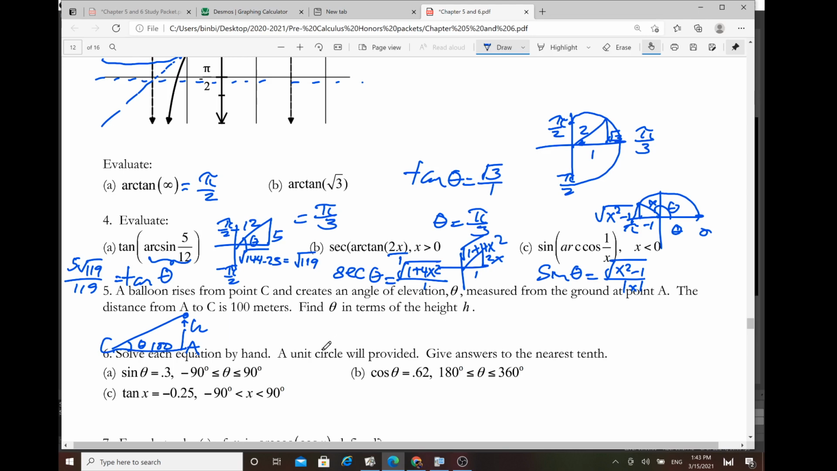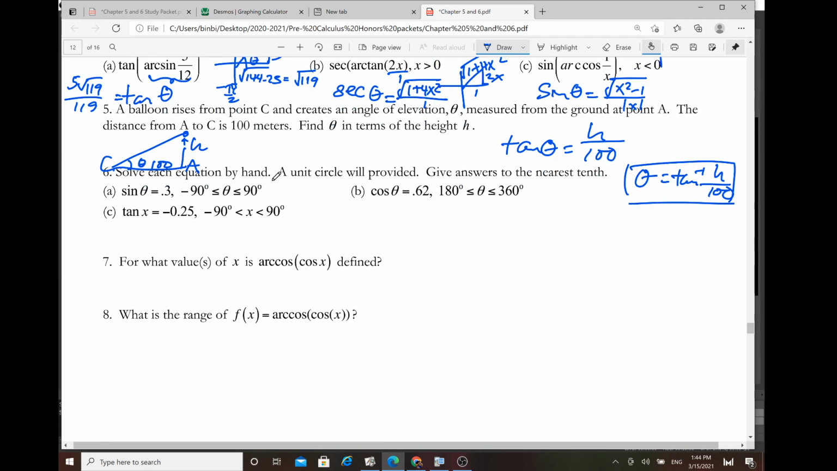So this one basically just uses tangent. Tangent of theta would be h over 100. So to find theta, theta equals the inverse tangent of h over 100. Okay, so it's pretty straightforward.